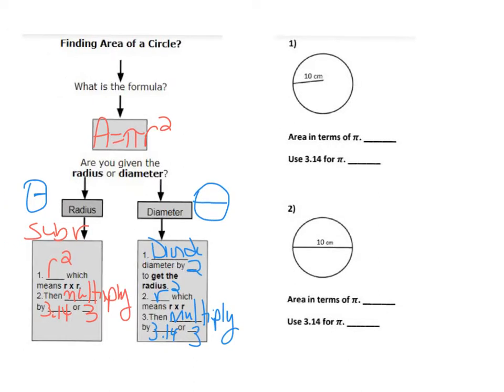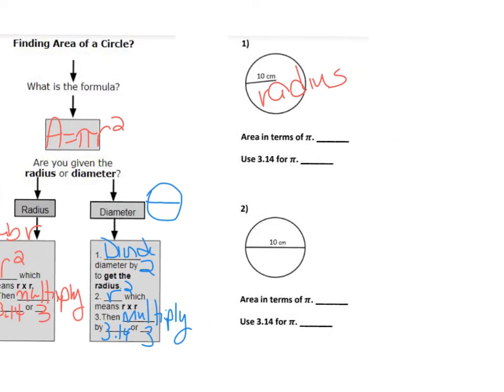Let's go ahead and practice the circles. So in this case, number 1 is giving you what? Which means what? The radius or diameter? Radius. Okay, so area in terms of pi. So that means I'm going to have to go ahead and substitute in my formula.